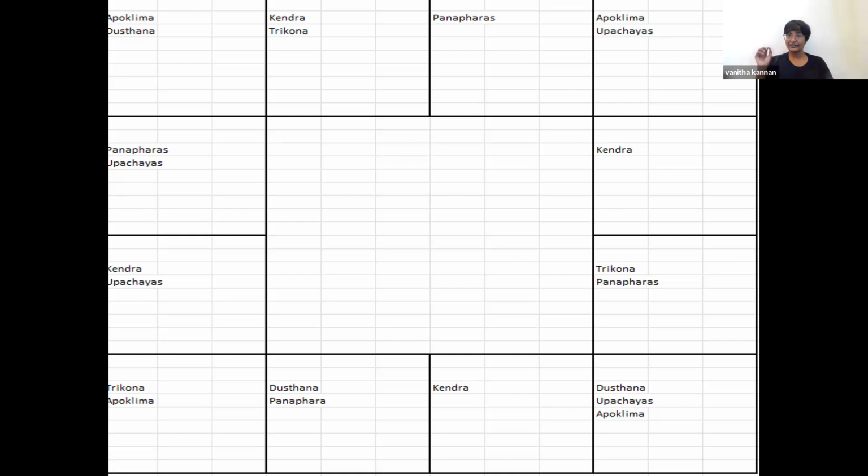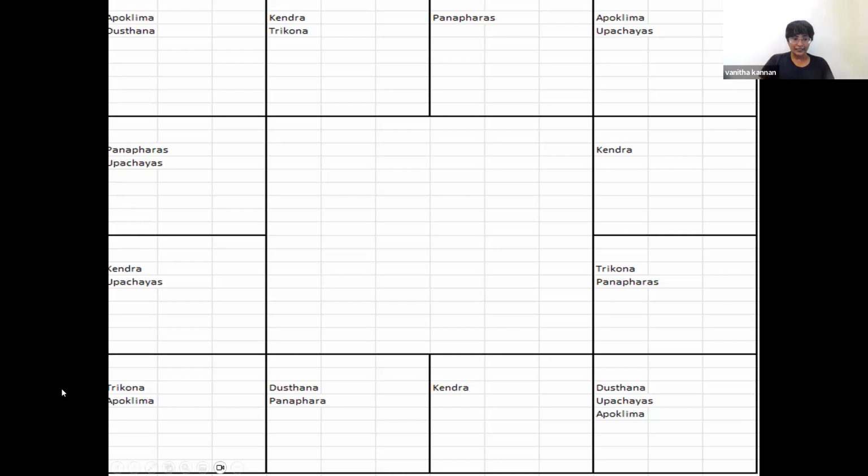Write a chart and find out which is the Kendra, which is the Trikona. It should become something that comes from the back of your head. You don't need to think about it even for a second. You understand what the Trikona 1, 5, 9 is. What is the Upachaya? What is the Dusthana? It has to come from the back of your head. You don't need to think to tell that.